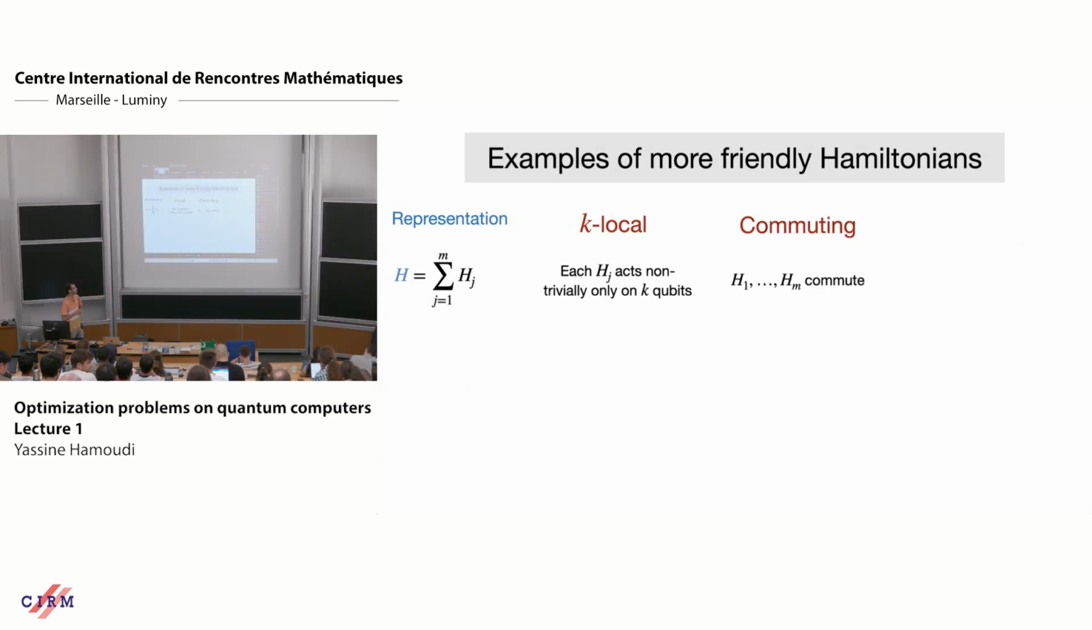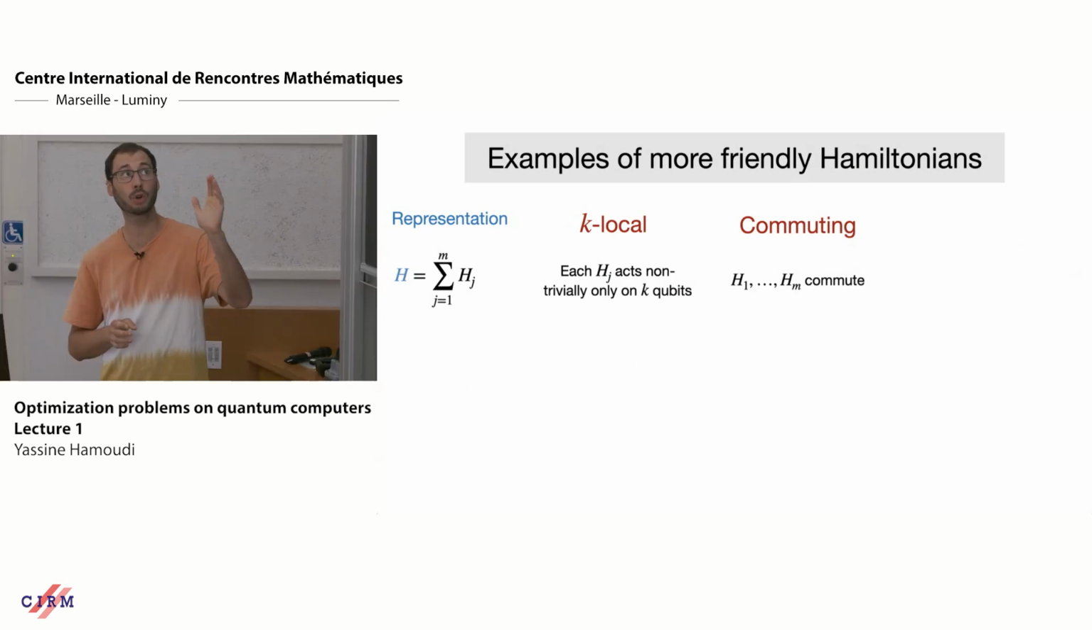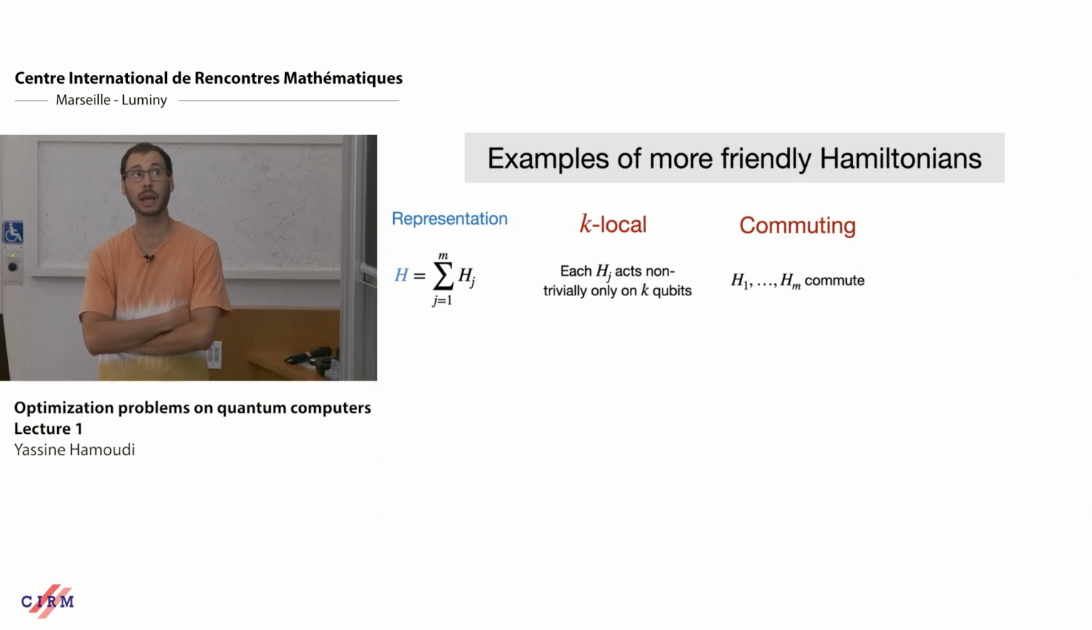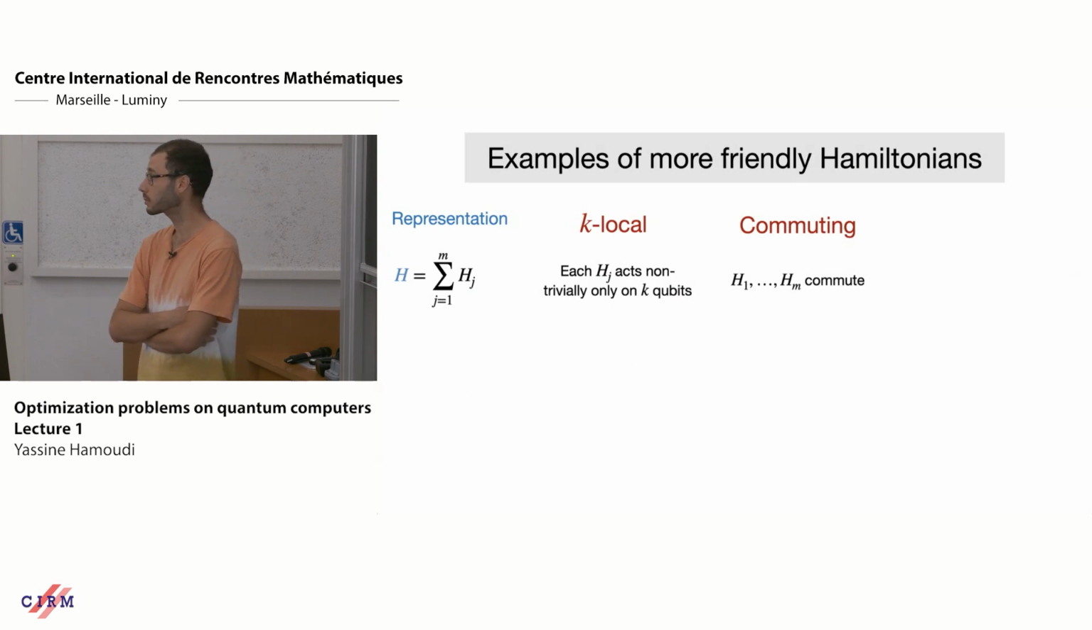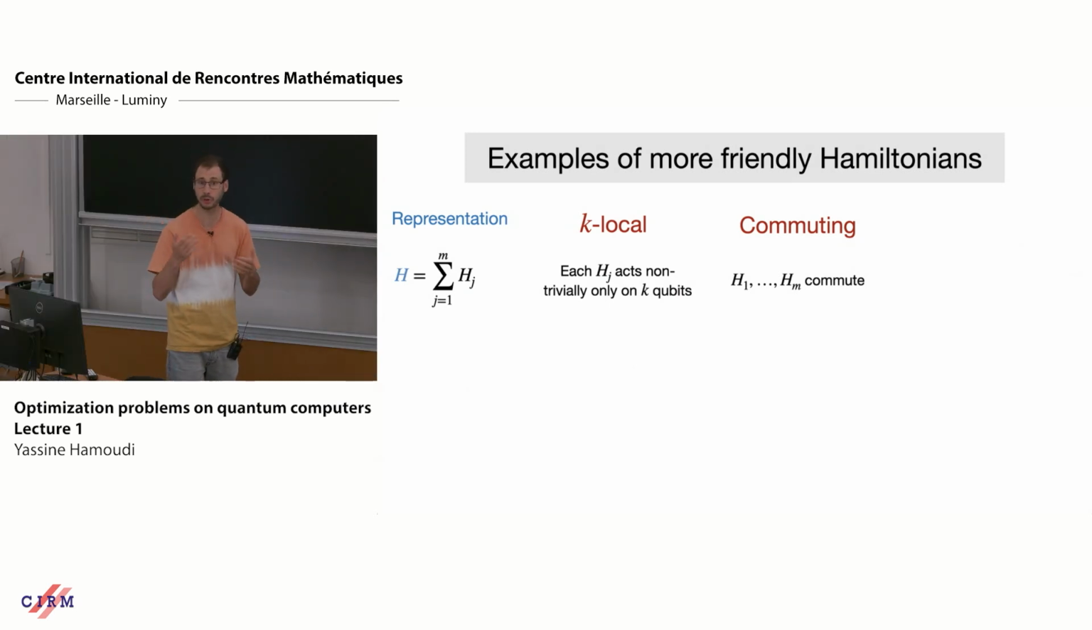Another assumption which could be useful to make is having all the individual Hj commuting with each other. As you know, when operators commute, they share a common eigenbasis. So it could be easier to compute eigenvalues, eigenvectors, and so on. This is a very strong assumption which usually we don't really want to make.